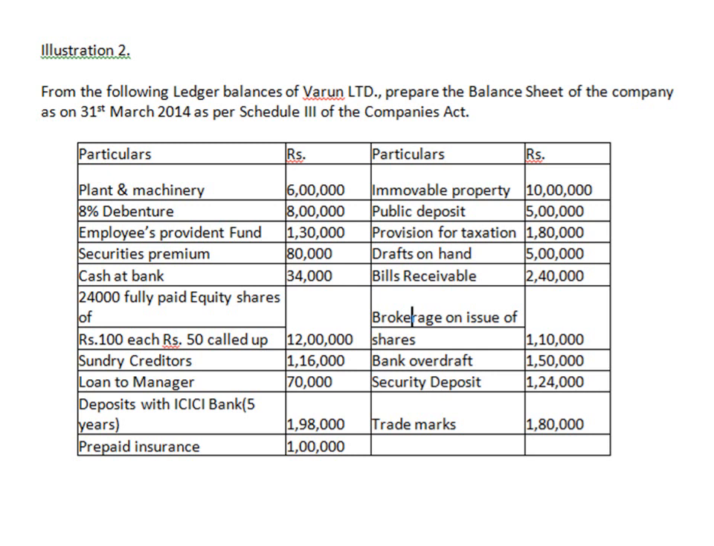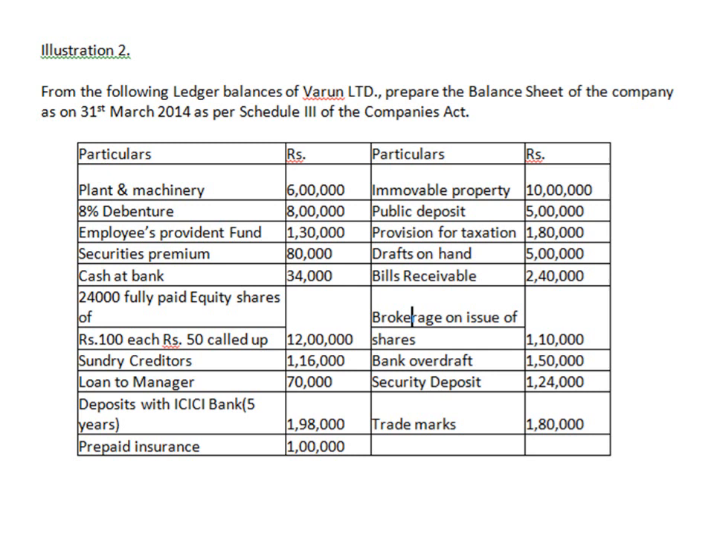Cash at bank should be shown under cash, that is a current asset. And then here we have 24,000 equity shares of 100 each, out of which only 50 rupees has been called up. So that is 12 lakh. It is share capital. We have sundry creditors. Sundry creditors come under trade payables. Loan given to the manager is a short term provision.